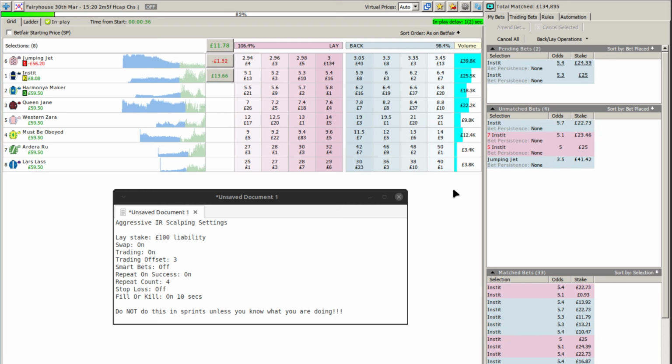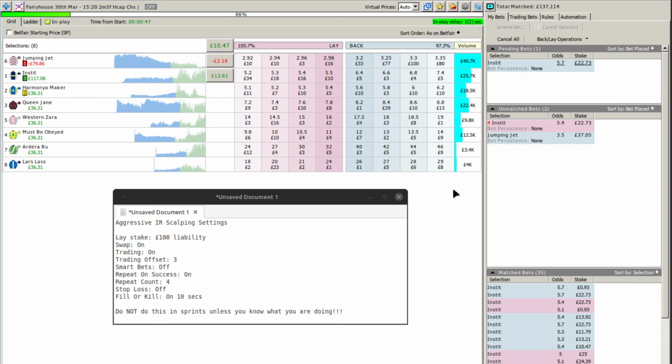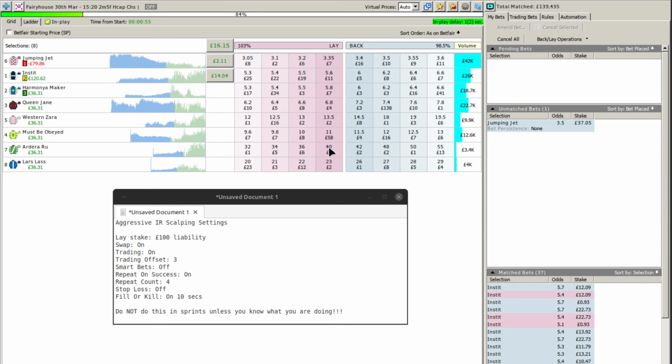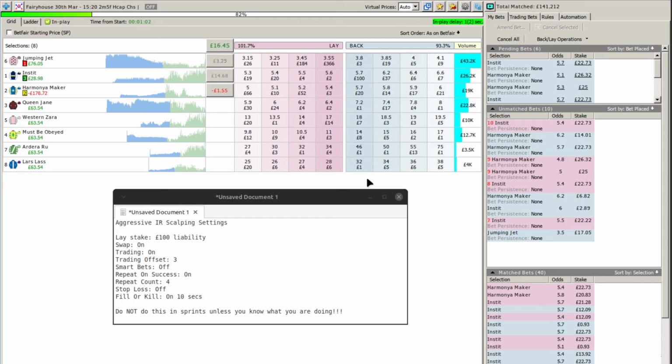Now what you'll see here is I'm already within just half a minute in a position where I could green up for a reasonable amount of money. And I really should have taken that opportunity. But I decided, given the length of the race and given that we're only a minute in, to loop back in to the process, popping a whole load of new lays.